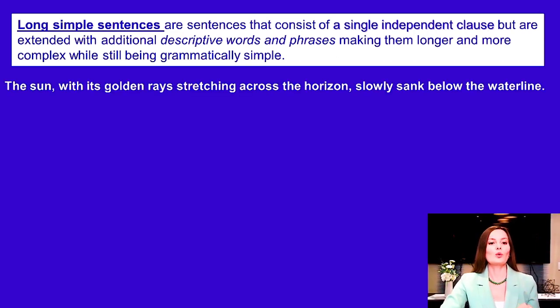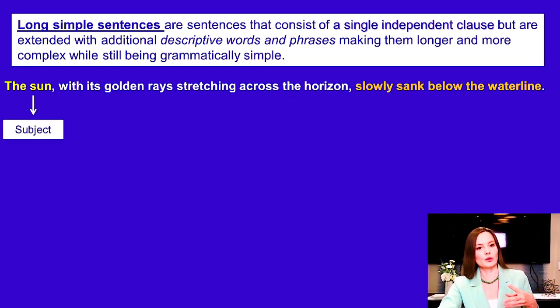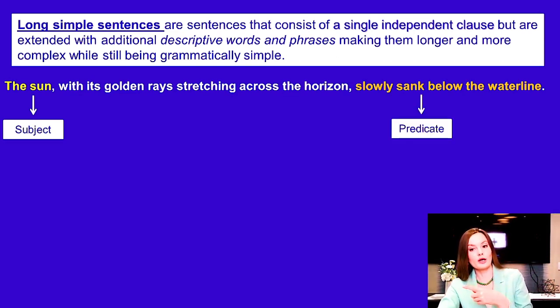The sun, with its golden rays stretching across the horizon, slowly sank down below the waterline. In this sentence, let's find the subject. What? The sun. The sun is the subject. What did the sun do? Yes, you're right. Slowly sank below the waterline.